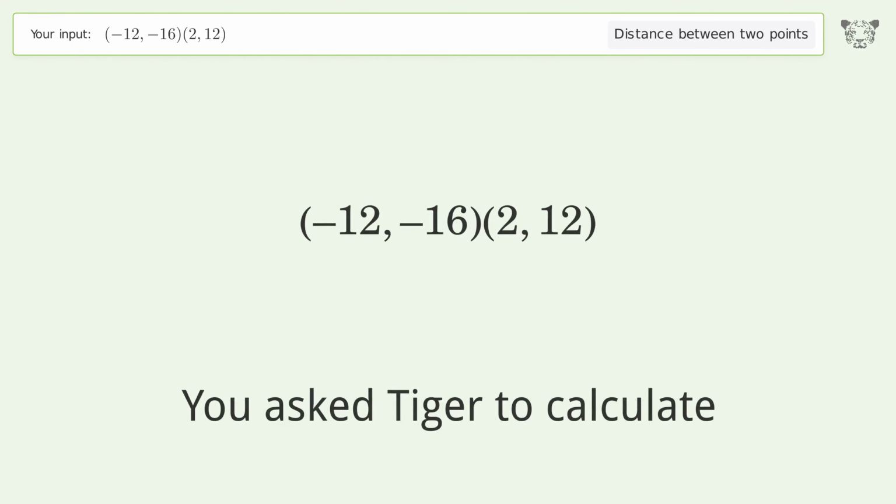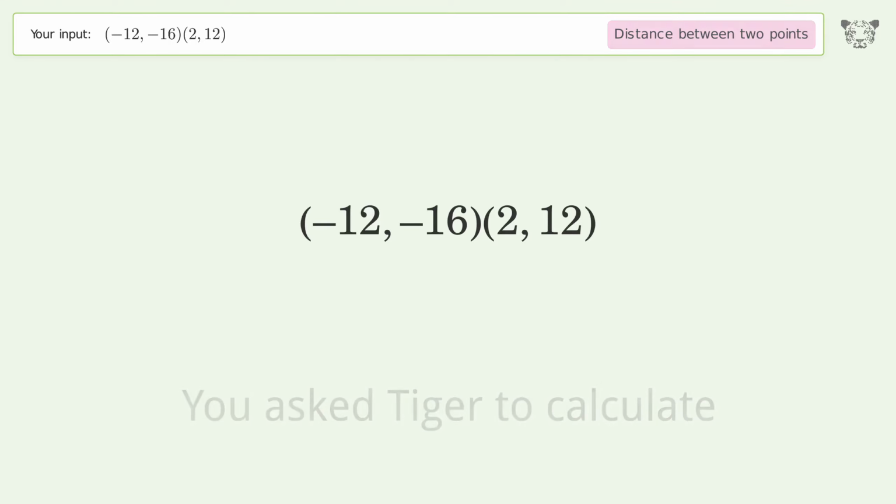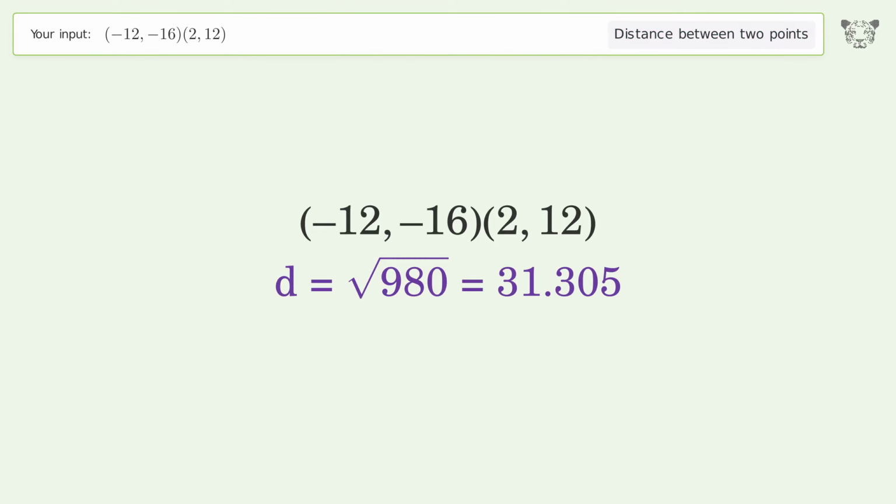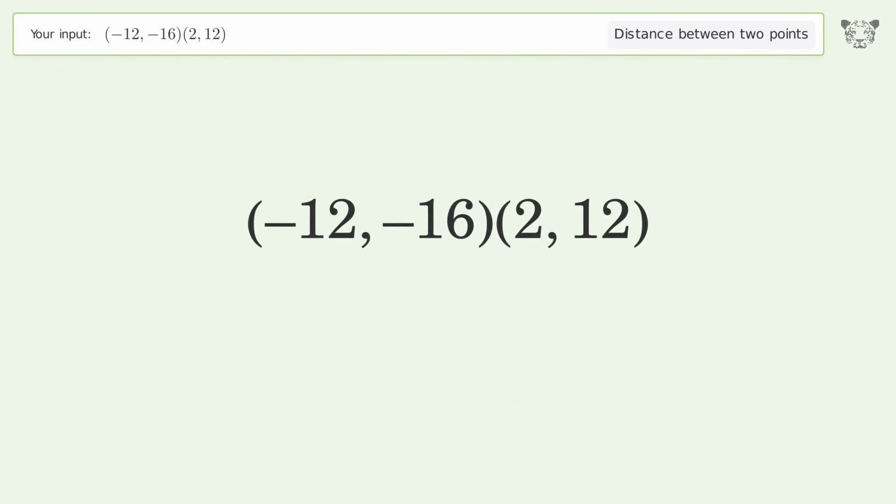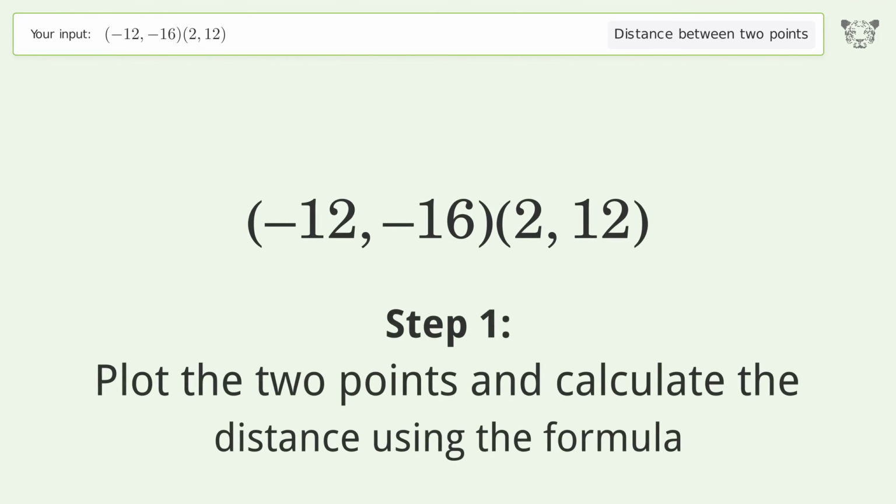You ask Tiger to calculate. This deals with the distance between 2 points. The distance between the 2 points is the square root of 980, or 31.305. Let's solve it step by step. Plot the 2 points and calculate the distance using the formula.